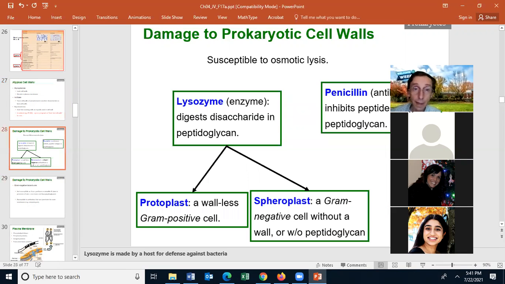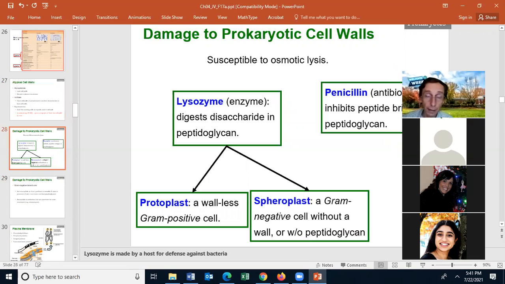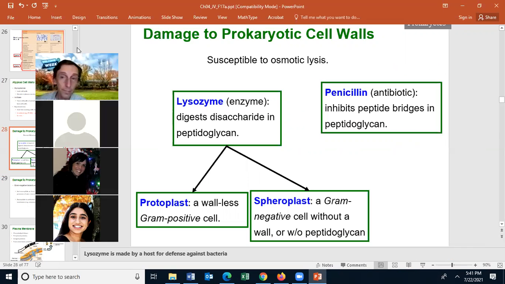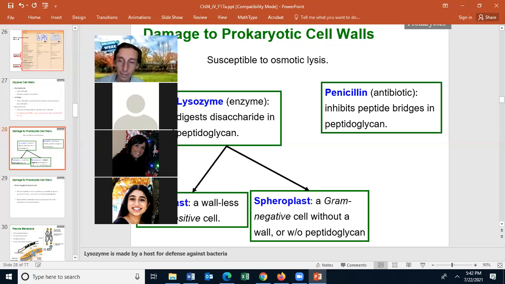If not, you can damage the cell wall in a bacteria, and if you do damage it, you will make the cell susceptible to osmotic lysis. I've already mentioned that penicillin inhibits the peptide bridges in peptidoglycan, and that can damage the cell wall. You could also remove the cell wall by using the enzyme lysozyme. It actually digests peptidoglycan. And you don't really need to know that we call the cells different if they're gram-positive and gram-negative once you remove a cell wall. I'm not going to talk about that.